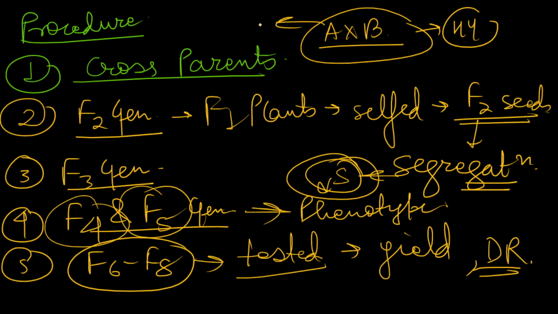Suppose these are the standard varieties, where the yield is 10 kg. So we check whether it has increased, to 12 kg, or whether it has decreased also. So that is what we will do.